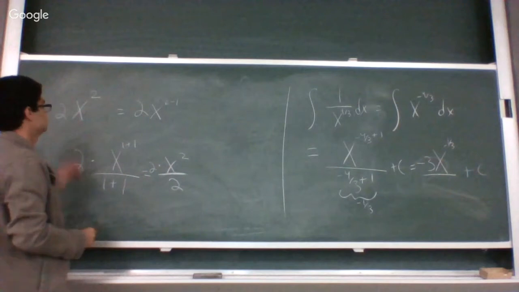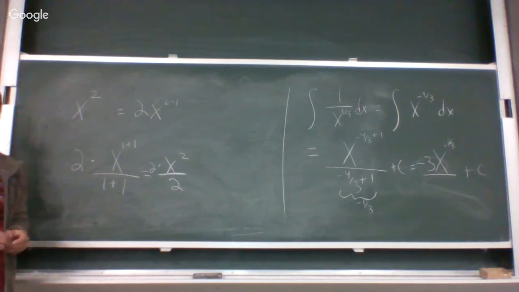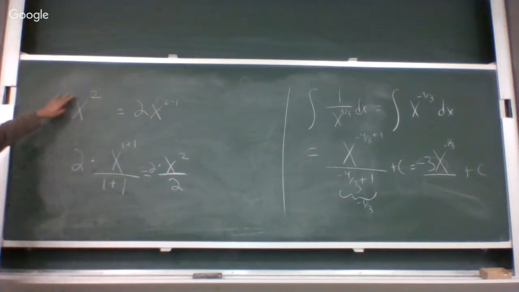Wouldn't it be x to the? Why do I have a 2 here? Let me take that out. It's not x to the 2 plus 1. I'm taking the integral of 2x.